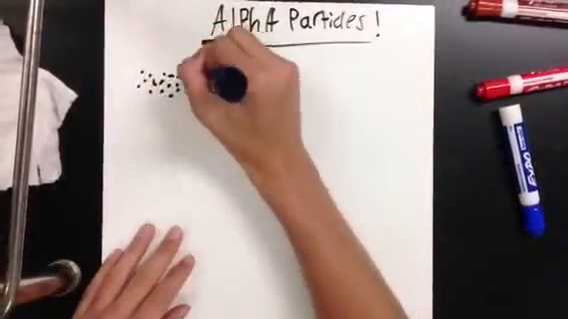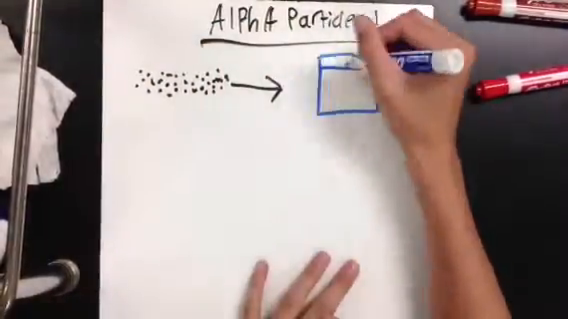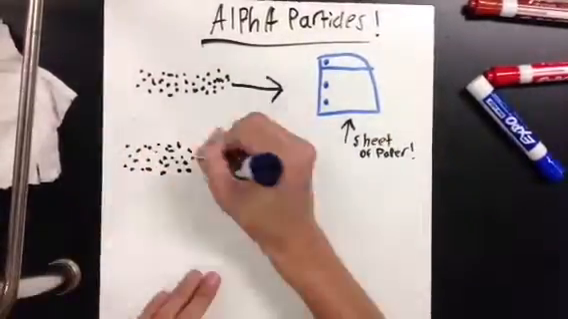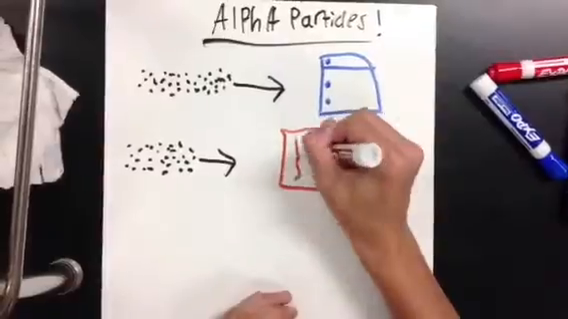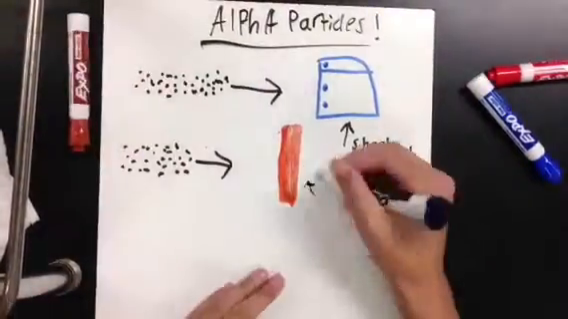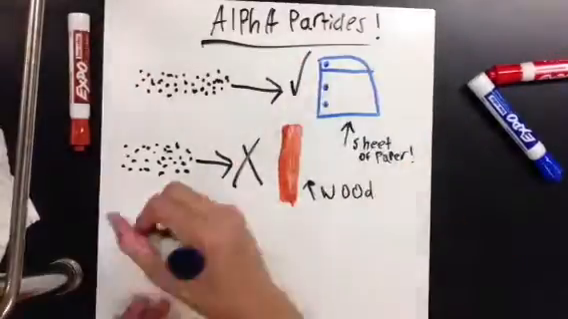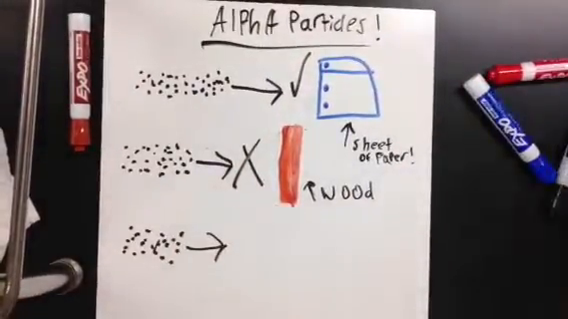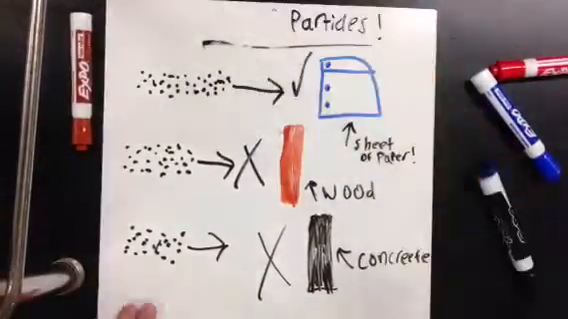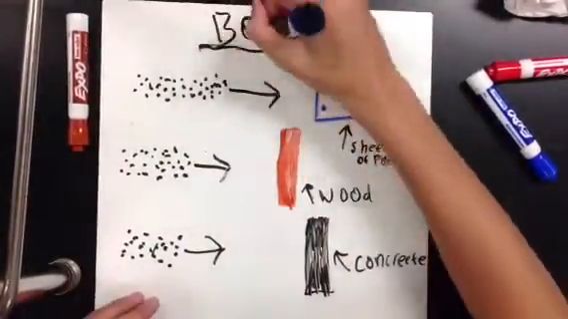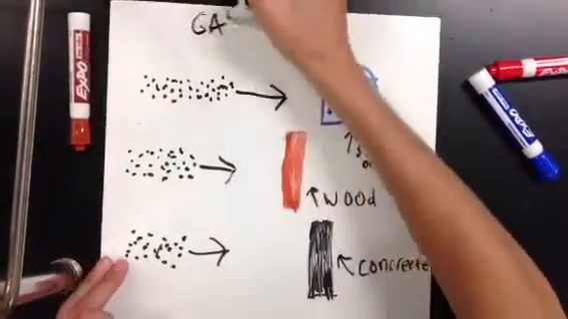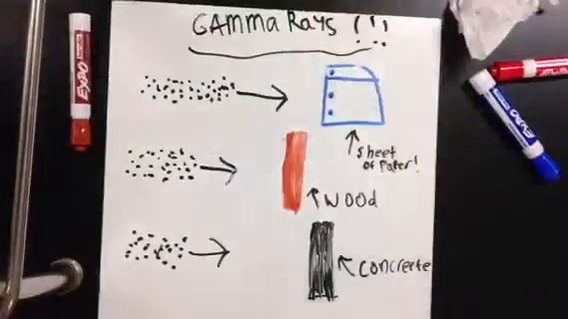There are three main types of radiation: alpha particles, beta particles, and gamma rays. Alpha particles have the lowest energy out of the three. They can be stopped by a simple piece of paper or the outer layer of your skin. Beta particles have more energy than alpha particles. Beta particles can be stopped by a thick piece of wood and can pass through the human body. Gamma rays have the highest energy. Gamma rays can be stopped by a concrete wall and can easily pass through a human body.